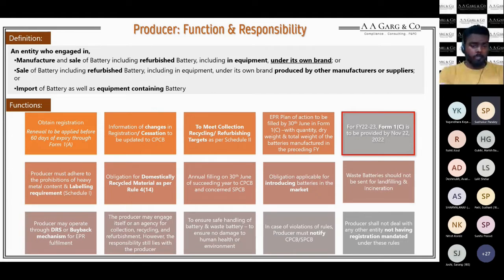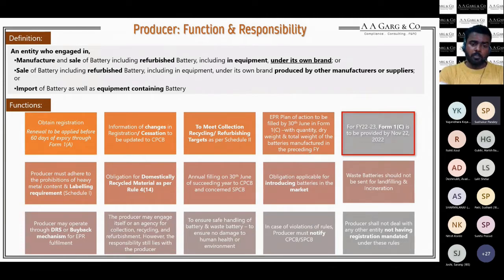Then there are functions which are given to the producer. Firstly, they need to obtain the registration. And if their registration expires, they need to apply for the renewal within 60 days of the expiry of that registration. This is the first responsibility given to the producer. Then, if there is any change in the information that they submitted while filing the application, the producer needs to update the CPCB.